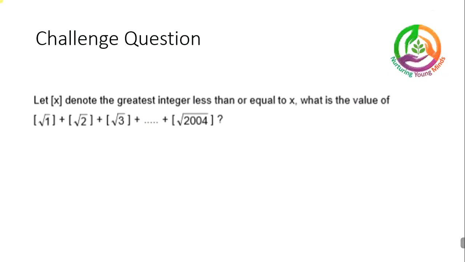So the question is, let [x] within square bracket denote the greatest integer less than or equal to x. What is the value of [√1] + [√2] + [√3] + and so on till [√2004]?